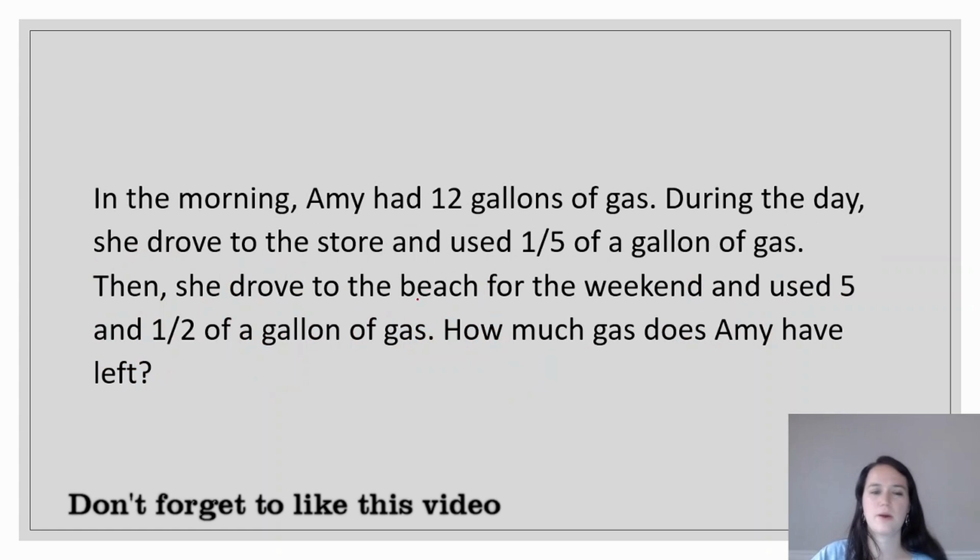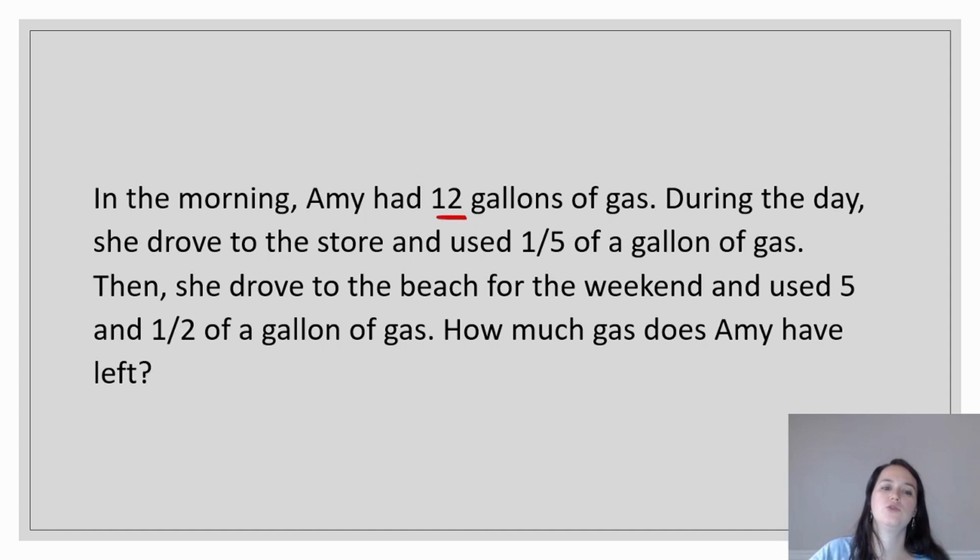All right, our last problem here. So in the morning, this one's got a couple of steps. Amy has 12 gallons of gas. During the day, she drove to the store and she used 1/5 of a gallon of gas. Then she drove to the beach for the weekend and used 5.5 gallons of gas. So how much gas does Amy have left? So we're looking for how much does she have left. So we're going to subtract.